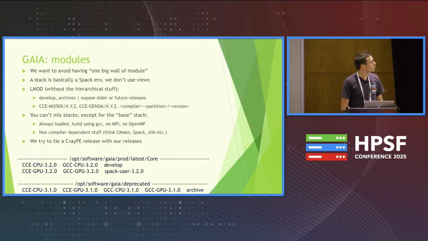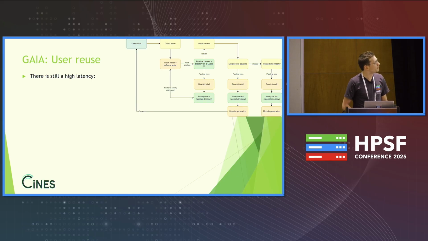So all of that was to lower the latency, but there is still a high latency, notably when we have to iterate in this part, when we want to find the correct set of variants, for instance, that will satisfy the users.